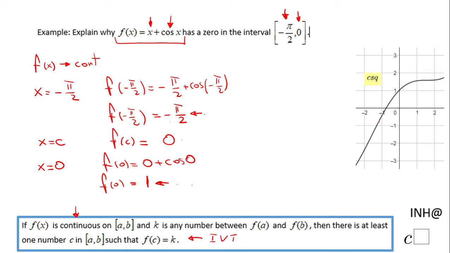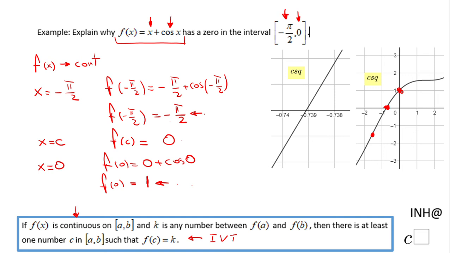You notice it goes from negative pi over 2 to 0, and we notice these are the 2 points that you see on my screen, and point C where the function is 0 is right here. How do we get that? In this example, I zoom in and I end up with a good estimation. X equals around negative 0.739, a little bit less than that.